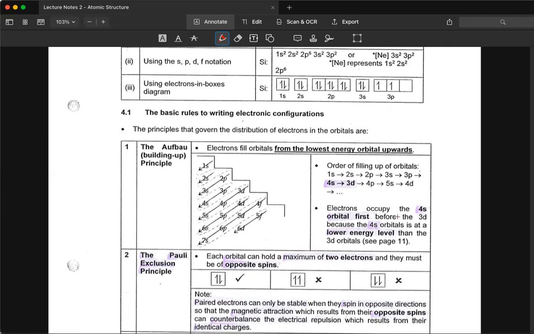So this is what is important in the syllabus, because we'll be learning about transition elements, the d block elements. So we need to understand how the electrons are filled out first. So we have to focus more on this, 4s than 3d.